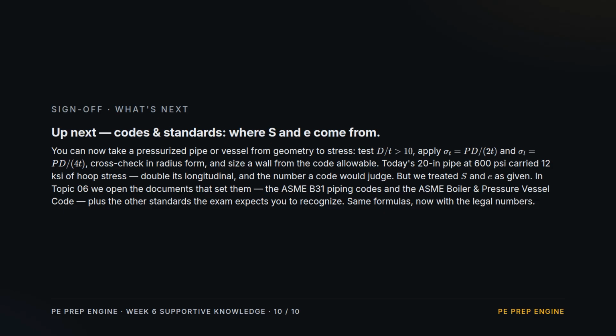Today's 20-inch pipe at 600 psi carried 12 ksi of hoop stress, double its longitudinal, and the number a code would judge. But we treated the allowable stress and the weld efficiency as given. In Topic 6, we open the documents that set them, the ASME B31 piping codes and the boiler and pressure vessel code. Same formulas, now with the legal numbers.